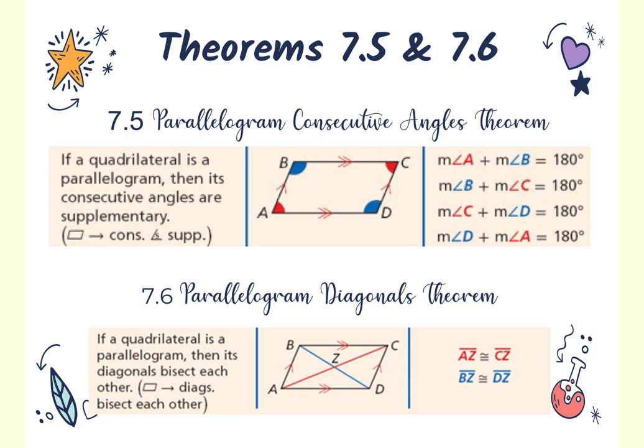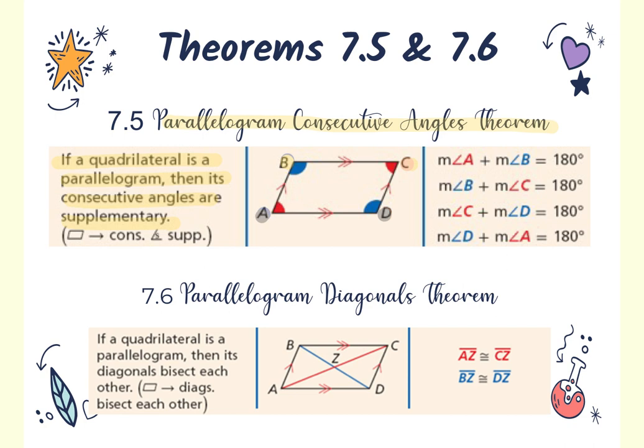7.5 is the parallelogram consecutive angles theorem. And it says, if a quadrilateral is a parallelogram, then its consecutive angles are supplementary. So A and B would be supplementary. B and C would be supplementary, C and D would be supplementary, and D and A would be supplementary.